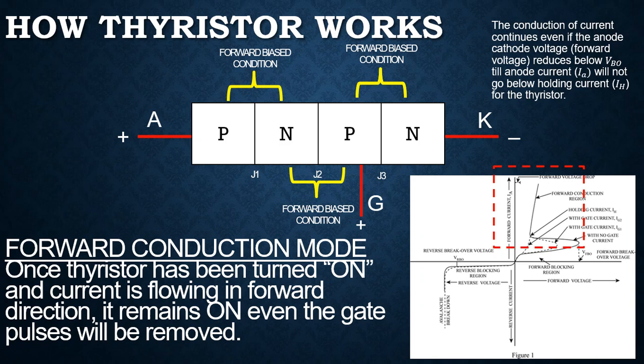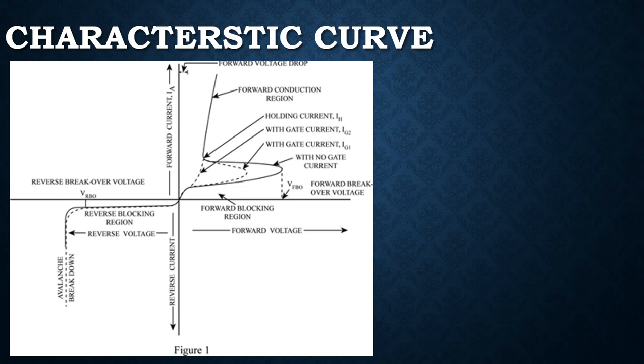on state. How to turn off the thyristor? Once the thyristor is fully on, it can only be turned off by two ways: removing the supply voltage or reducing the anode current to go below the value of holding current. Let's summarize the characteristic curve of a thyristor.